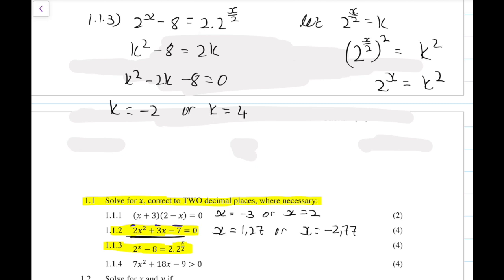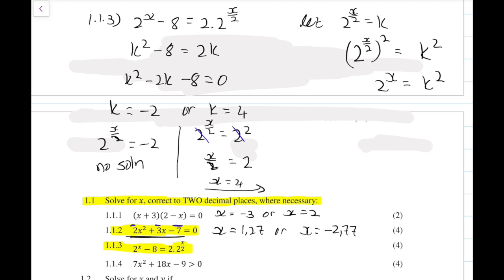2 to the power of x over 2 equal to minus 2: this is no solution. Why is this no solution? Because a positive base to any exponent can never be equal to a negative number. Now on the other side we have 2 to the power of x over 2 is equal to 4, which is 2 squared. That means x over 2 is equal to 2 because the bases are cancelled out. And therefore x is equal to 4. And that's it. Answer is x is equal to 4.